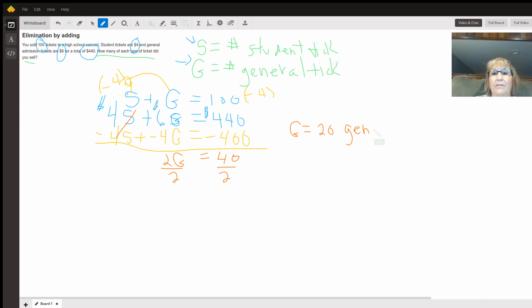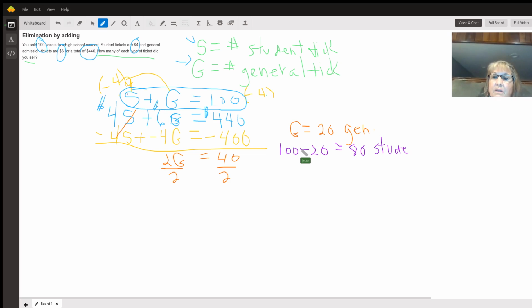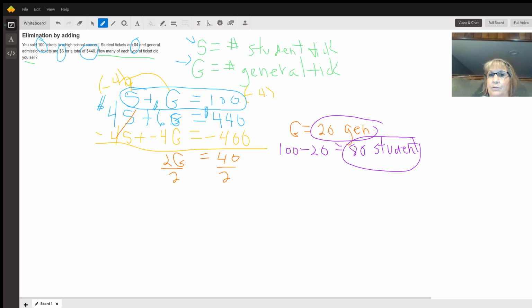Now, how will I find the number of student tickets? Remember right back here, S plus G was 100. There's a total of 100 tickets. If 20 of them were general admission, then 100 minus 20 leaves 80 tickets, which had to have been the student tickets. So there's your answer: you have 20 general admission tickets and 80 student tickets. Always remember to put words beside the numbers, don't just put 20 and 80. You need to label them because a word problem always requires word answers.